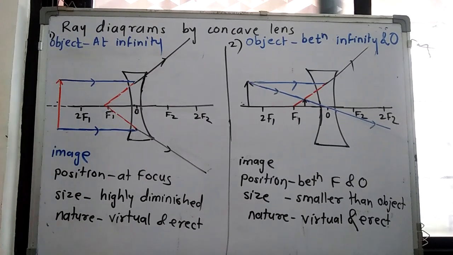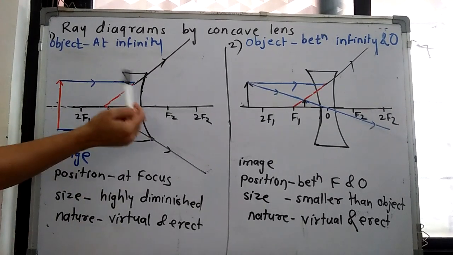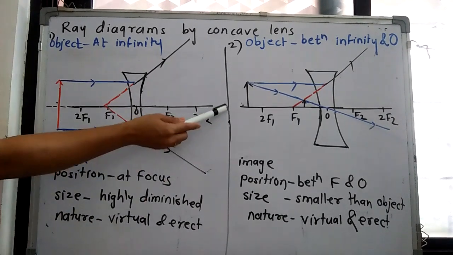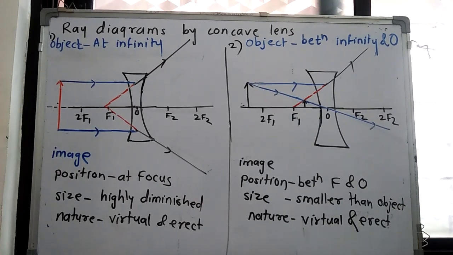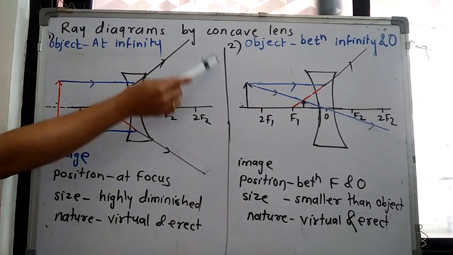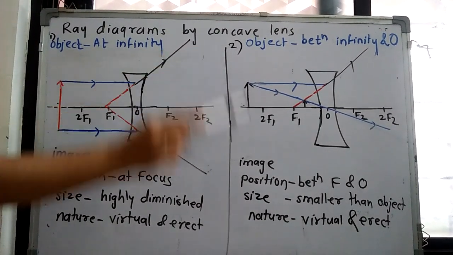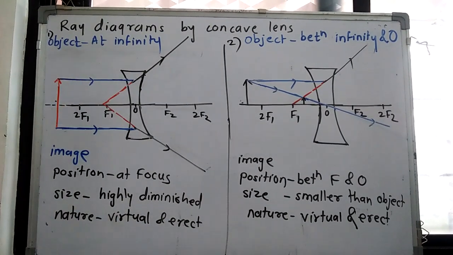Now second, in case of second, where do we keep the object? Between infinity and optical center. So we can keep the object anywhere between infinity and optical center. We can keep it here, we can keep it between twice f1 and f1, or at the f1, anywhere we can keep the object. So what is the position of the object? Between infinity and optical center, anywhere.